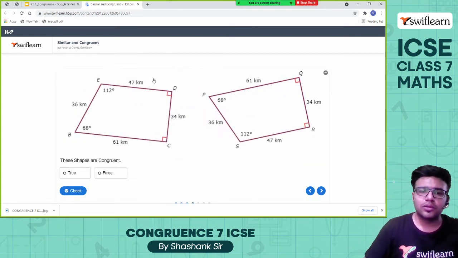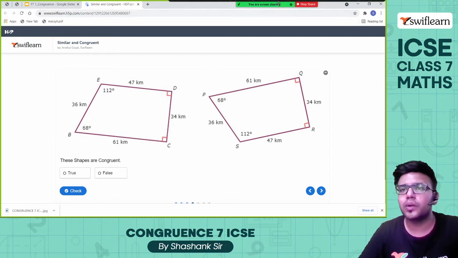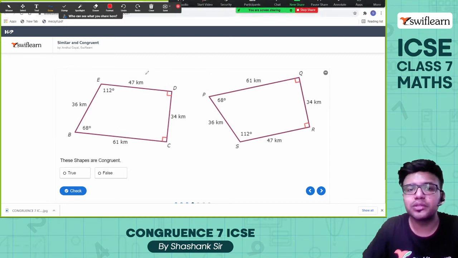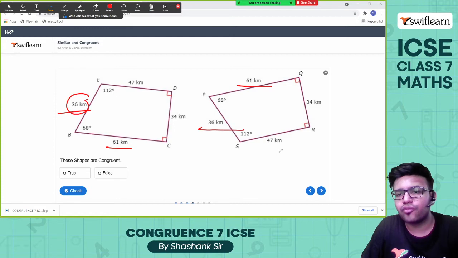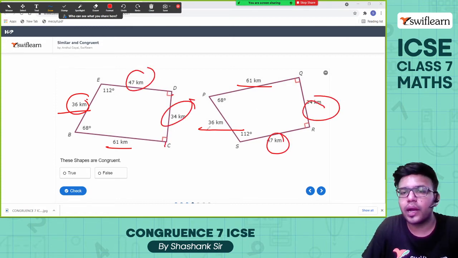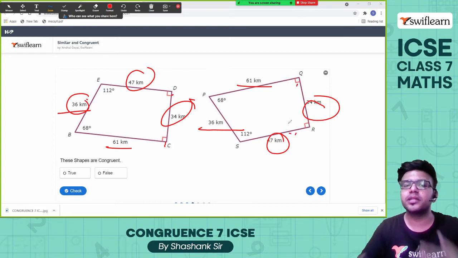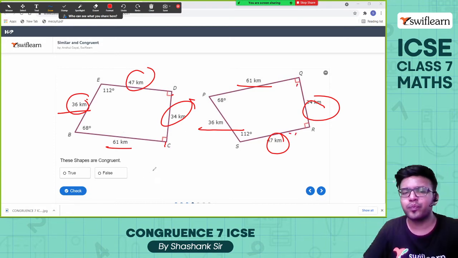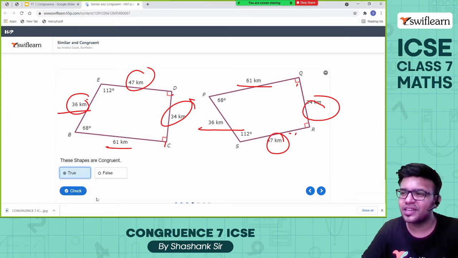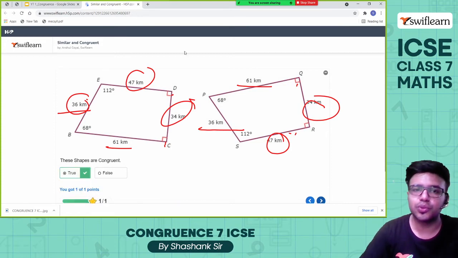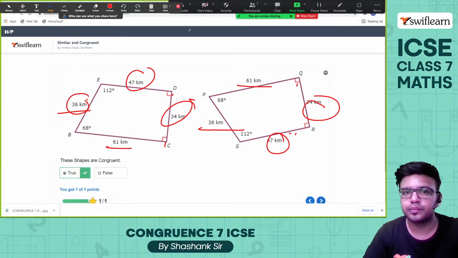Now, these shapes are congruent. Okay, congruent means all the dimensions should be equal. Here we have 61, here we have 61, here we have 36, here we have 36, we have 47, we have 47, we have 34, we have 34. Even the two angles are equal. Okay, now if you flip this, you get the same quadrilateral. So congruent means all dimensions and the shape should be same. So this is true. Next.